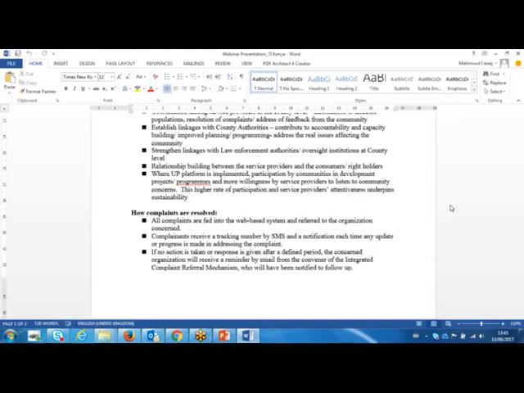In other words, through this program or platform, we've also seen that there is a lot of willingness now between the service providers and the community, and they share a lot of information concerning the services they offer in the community, which is a great concern.